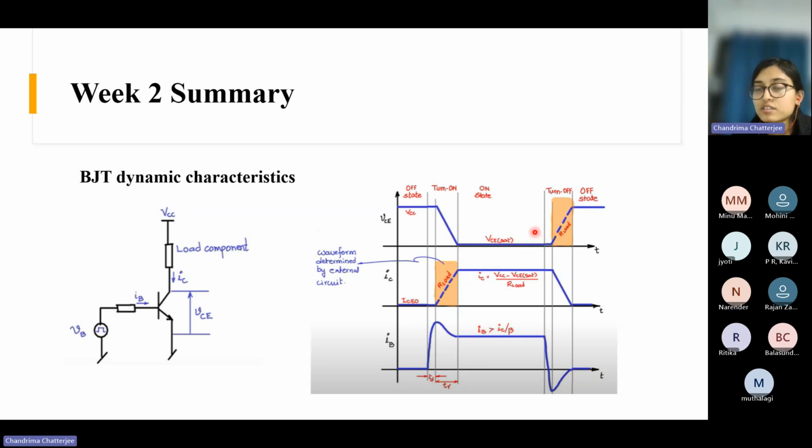And again, if you want to turn it off, then there is a turn off delay period where VCE sat and the current are at this value, but we are reducing the base current. So the base current is reducing, and there is a negative value here. Why negative? Can any one of you tell why the base current has to go negative, and then it will have to go to zero?